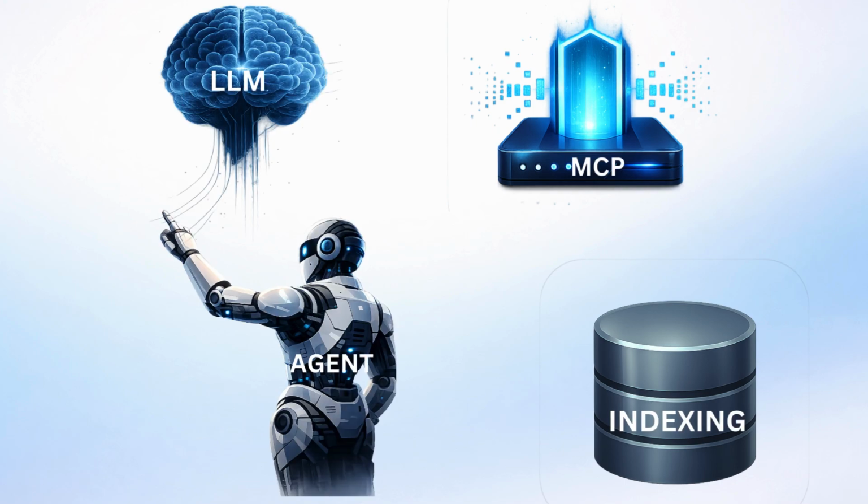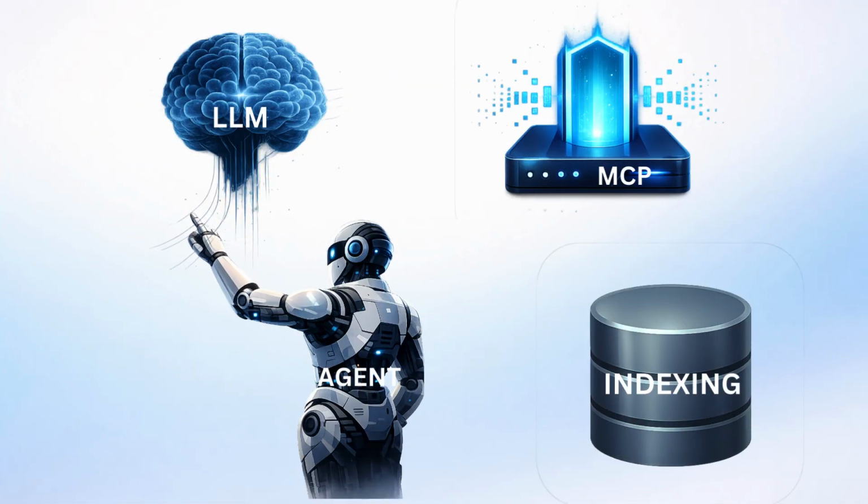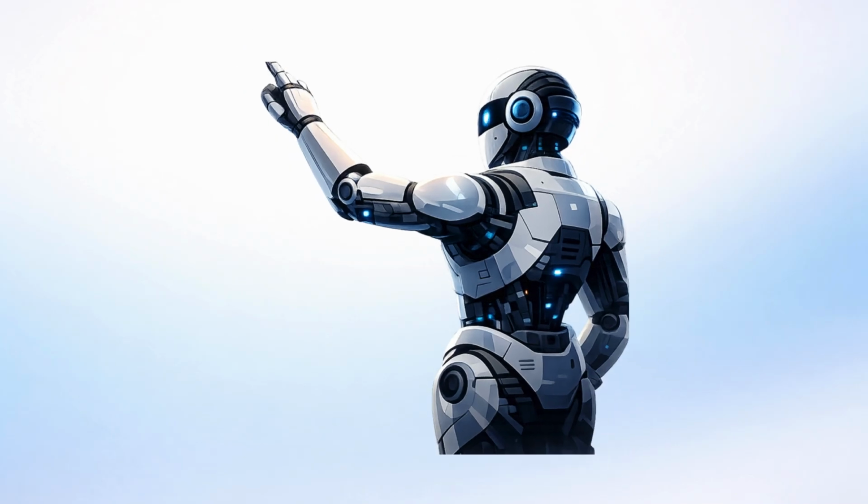We've already broken down the core building blocks of modern AI. Large language models, agents, MCP, and indexing. And one thing became clear. AI isn't magic. It's architecture. Now, let's zoom in on one critical piece, the AI agent.